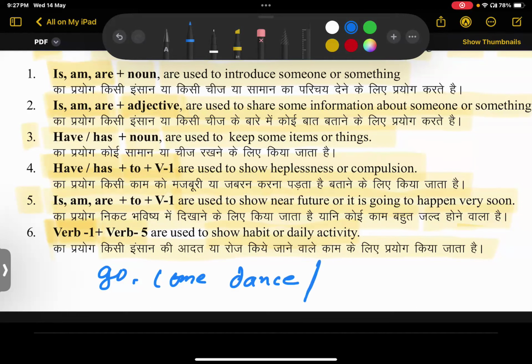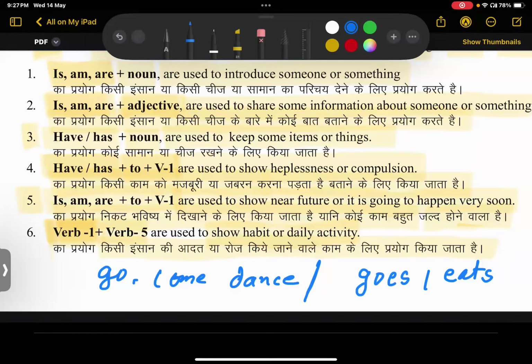Fifth form means what? Go, this is first form. If you add es, this is fifth form. Eat, this is first form. If you add s, this will be fifth form. Sometimes we add s and sometimes we add es. So we speak first form or fifth form to show anybody's habit or daily activity.